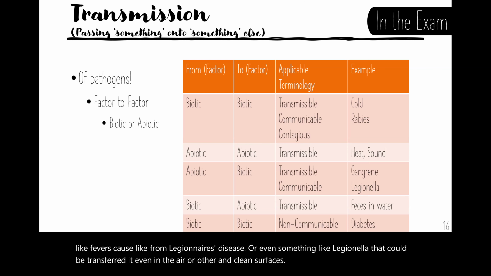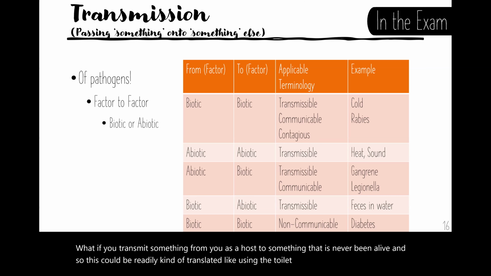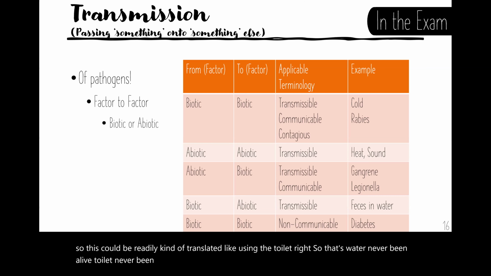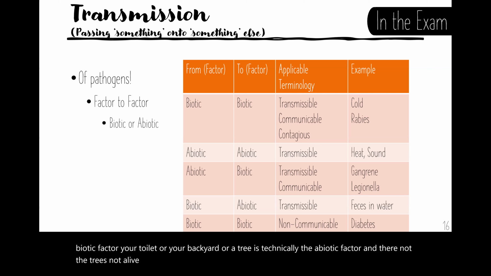Now, what if you transmit something from you as a host to something that has never been alive? And so this can be readily kind of transmitted like using the toilet, right? So that's water, never been alive. Toilet, never been alive either, but you're still transmitting something onto it. So you're the biotic factor, your toilet or your backyard or a tree is technically the abiotic factor. And there, not that a tree is not alive, but the dirt, that's what I'm referring to.